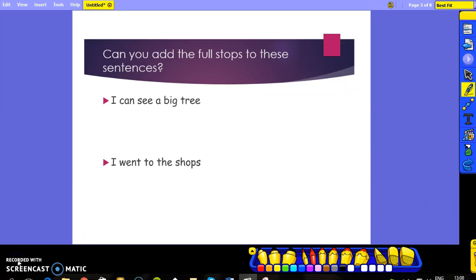Now let's see if you can have a go. Pause the video and add the full stops to these two sentences. Fantastic! Let's see if you got it right.